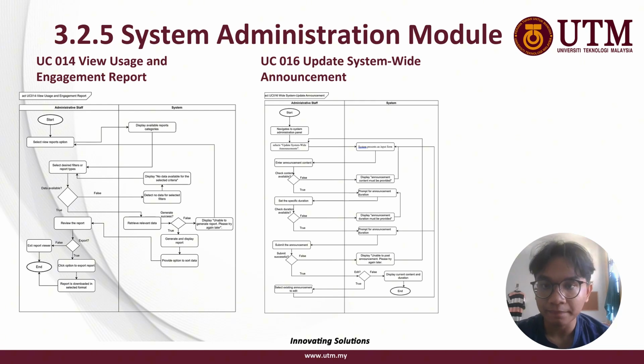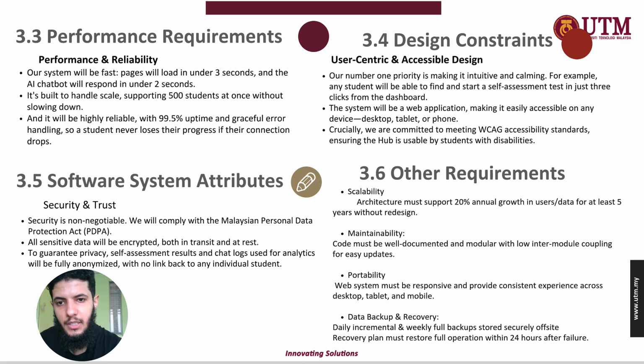In UC 14, which is view usage and engagement report, the administrative staff can generate a report while selecting the filter option, and can also export the report. While in UC 16, the administrative staff can post an announcement by setting the content and the duration of the announcement. Lastly, we have performance requirements, design constraints, software system attributes, and other requirements.